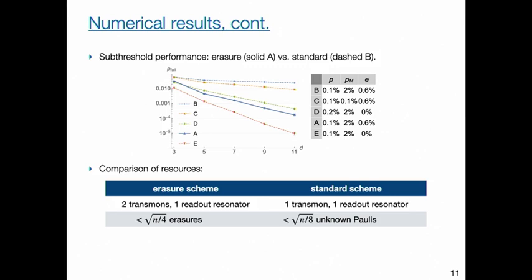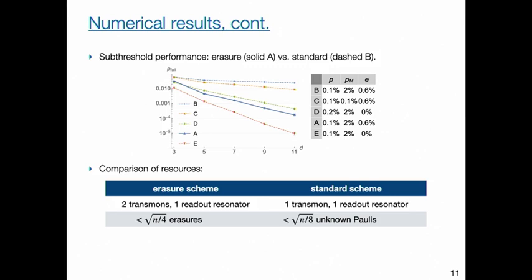So indeed, to realize a dual rail qubit, we need two transmons, and in a standard scheme, we just have one transmon. But we expect to be able to use one readout resonator, and in the standard scheme, we also need one readout resonator. But when it comes to the actual chip size, for the erasure scheme we expect it to be only moderately increased compared to the standard scheme because transmons are small.